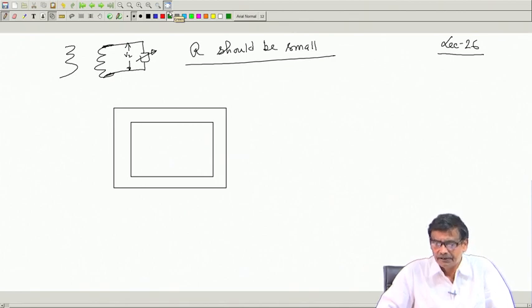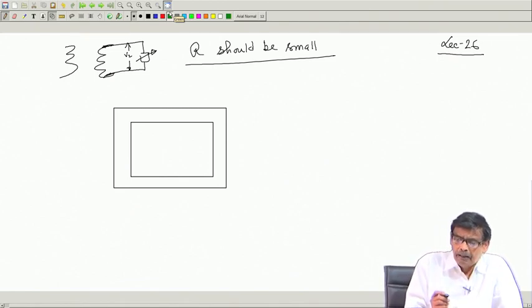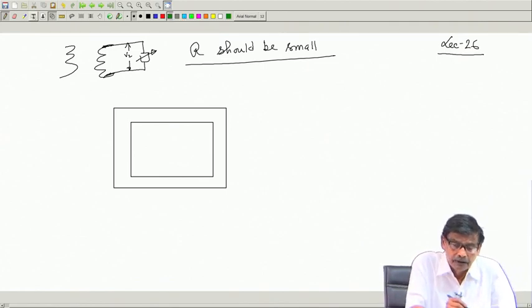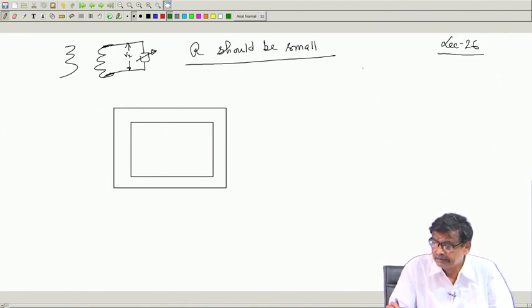R1 and X1 you cannot play much with them, because the number of turns is fixed based on the voltage ratings, and you will be using copper. So, resistivity is there, R will be there, but X is because of the fact that, as I told you, this I will draw roughly.